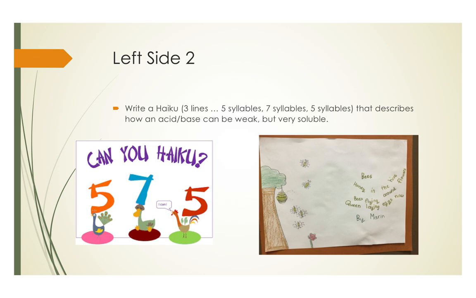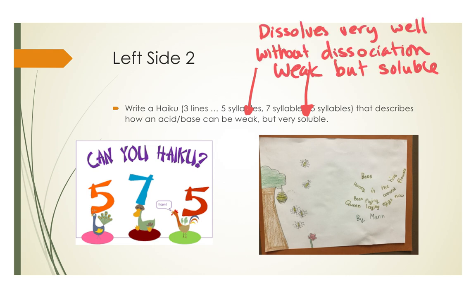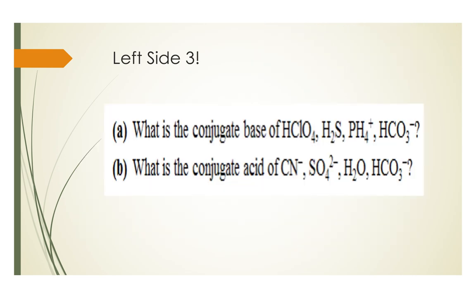Okay, so again here, you can dissolve a lot of the chemical in water, but if it doesn't break down into its ions, then it is a weak acid or base, but it dissolves a lot, so that would make it very soluble. Well, this is actually a pretty easy haiku for me to read. So we go: dissolves very well, without dissociation, weak but soluble. Nice job, Mr. Murray.